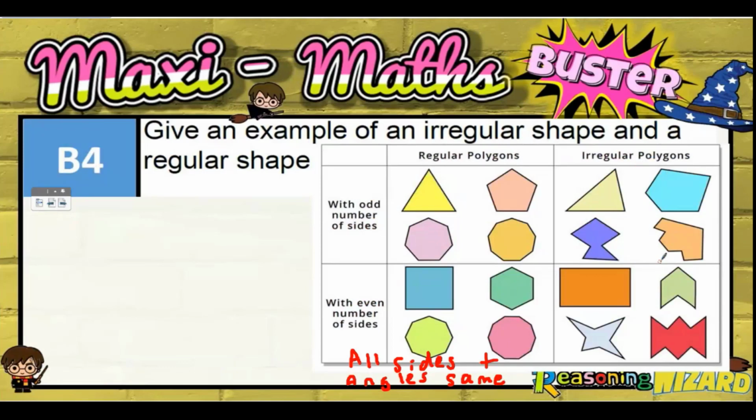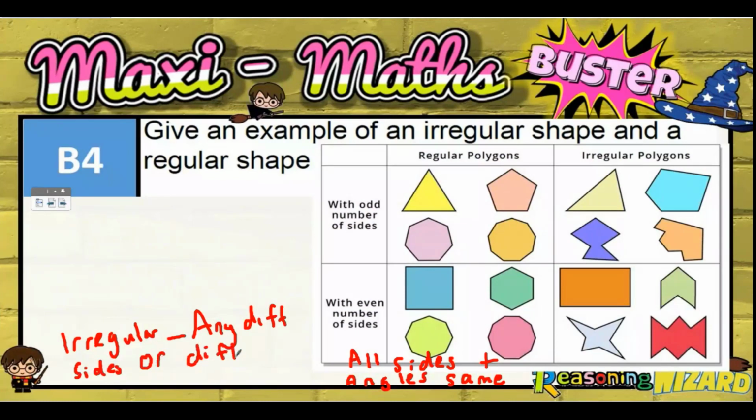And irregular polygons are like any different sides and any different angles. So we haven't really got a lot of space, have we? So we'll write that over here. So irregular is any different sides or different angles. It doesn't have to be both. It could be one or the other. So we'll take the irregular shapes first.